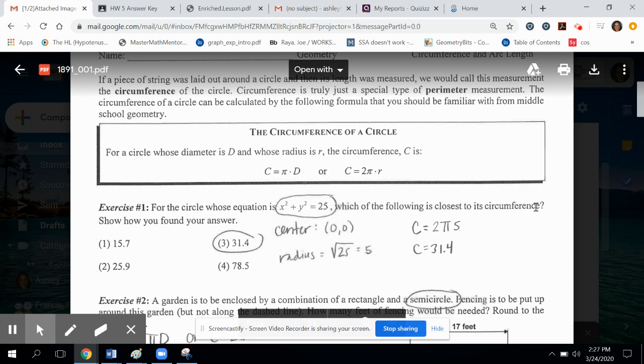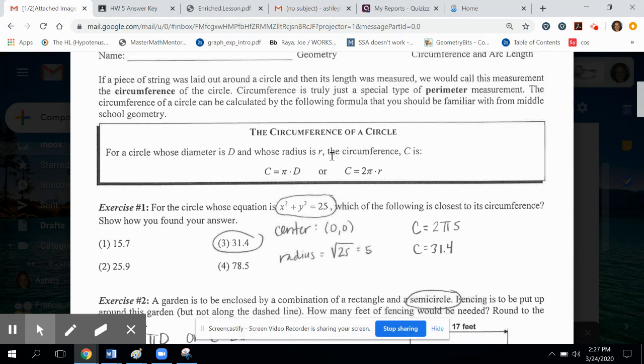Welcome back. Yesterday we talked about perimeter of polygons. Today we're going to expand that to the perimeter of a circle, which is called circumference.